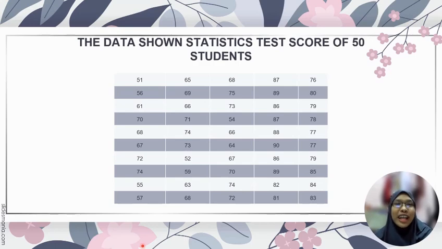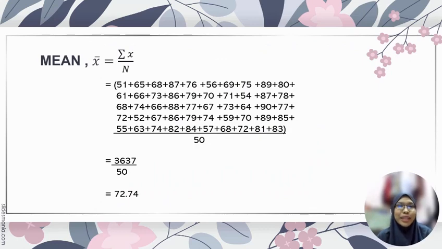First of all, I'm going to show you the data of the statistics test score of 50 students. This is the data. As you can see, there are 50 data values. Next, I'm going to explain how to calculate the mean. This is the formula of mean: sum x over n, which is the total amount of data added over the total number of data. So, as you can see here, the mean score of the 50 students is 72.74.